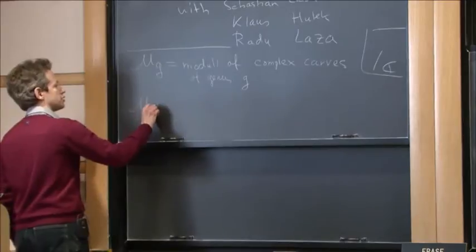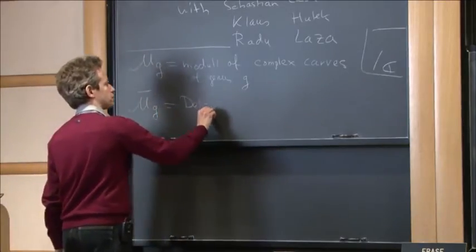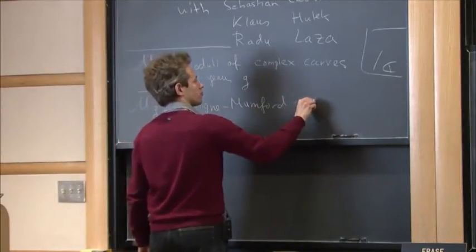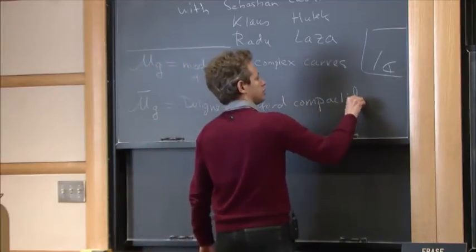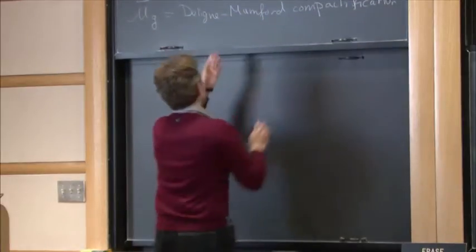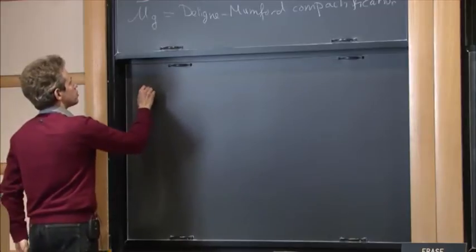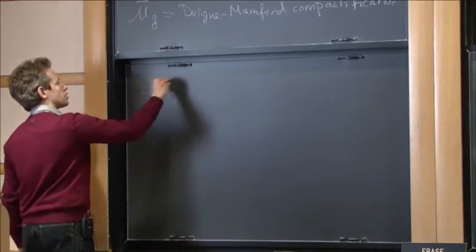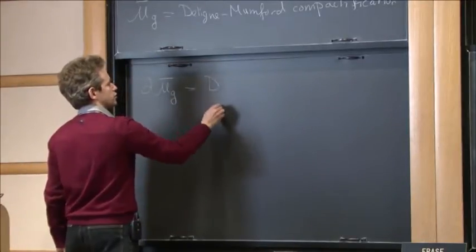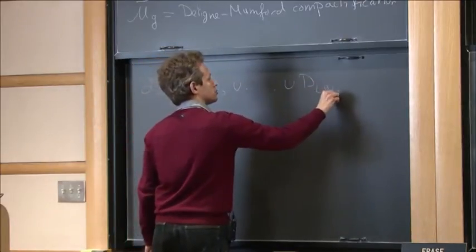So you can compactify it. So M_g bar, this is the Deligne-Mumford compactification. And if you were to think of what it is that you add to compactify, well, you add boundary divisors. So the boundary of M_g bar consists of a bunch of divisors, usually called D_0 union all the way up to D_{g/2}.